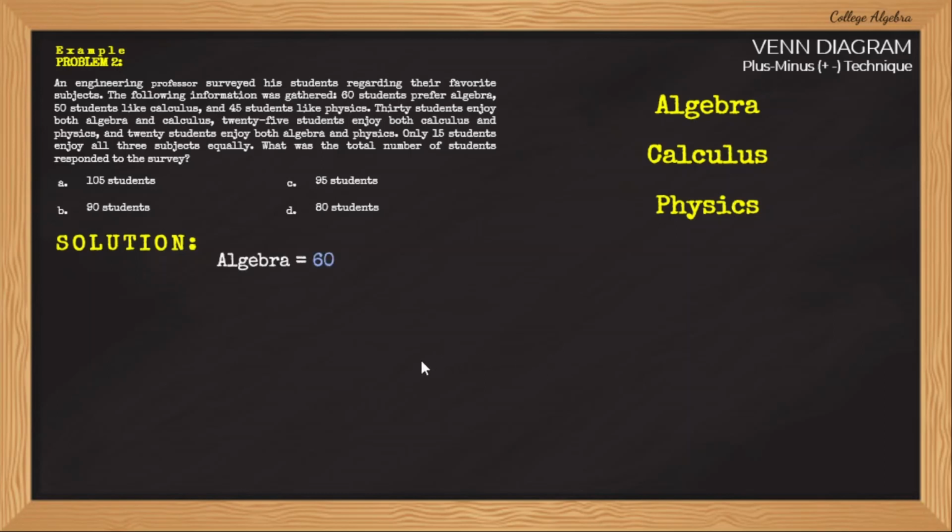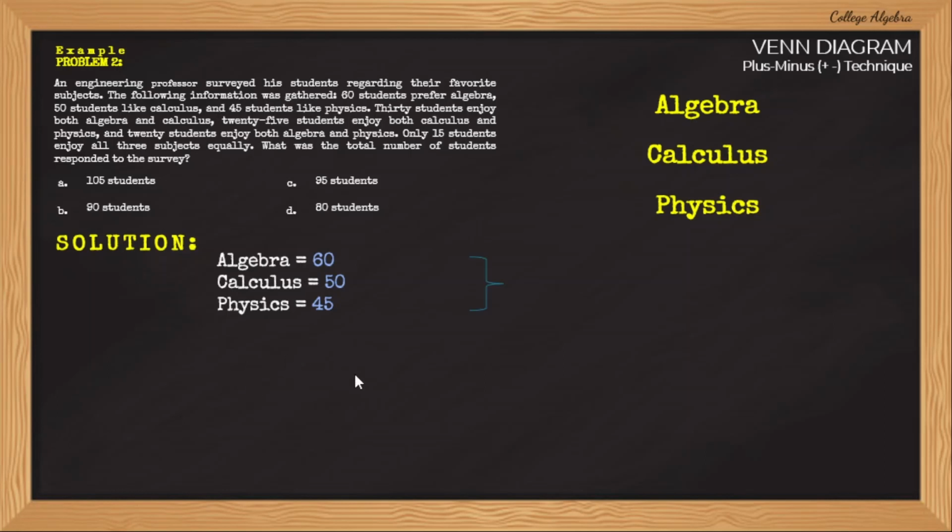According to the problem, the number of students who prefer algebra is 60. For calculus, that is 50. And for physics, that is 45. So this is a group of the combinations of single sets. Then we have to group another combination, which is for the two sets.